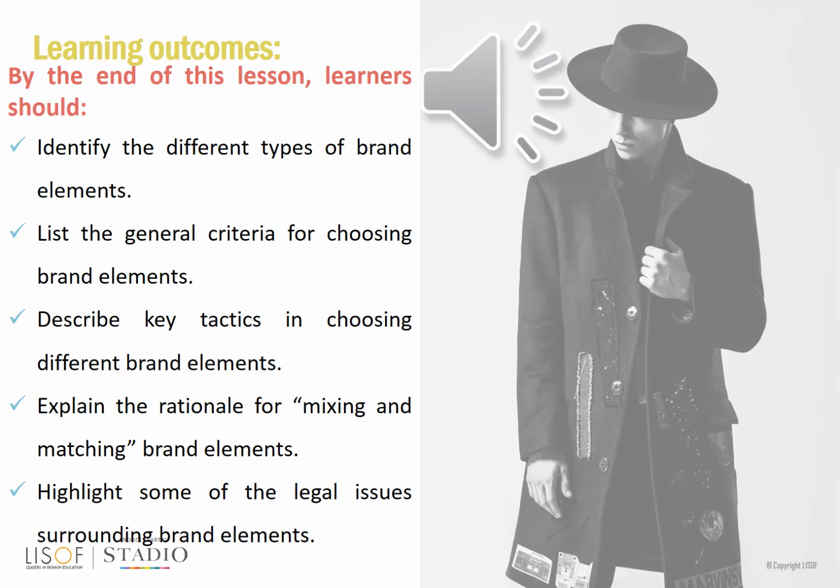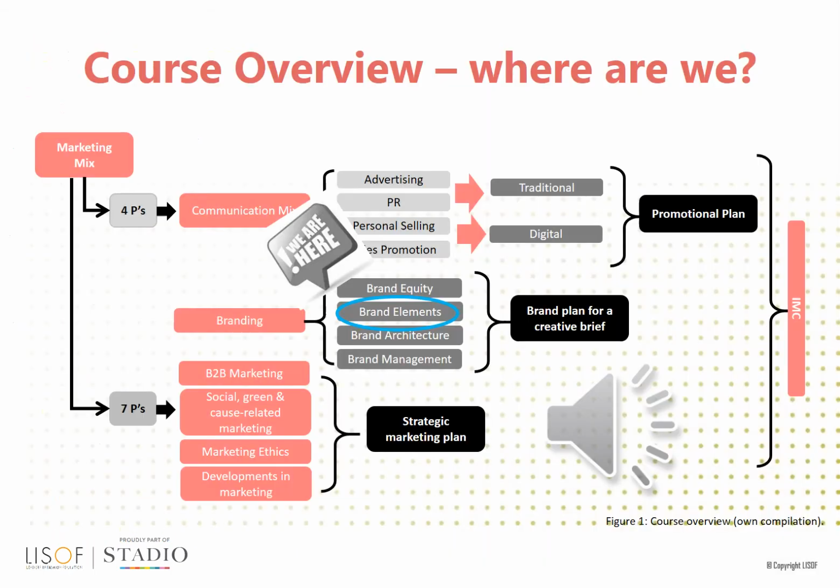Let's have a quick look at our learning outcomes for this week's lesson. So by the end of this lesson, you should be able to identify the different types of brand elements, list the general criteria for choosing brand elements, describe key tactics in choosing different brand elements, explain the rationale for mixing and matching brand elements, and then highlight some of the legal issues surrounding brand elements.